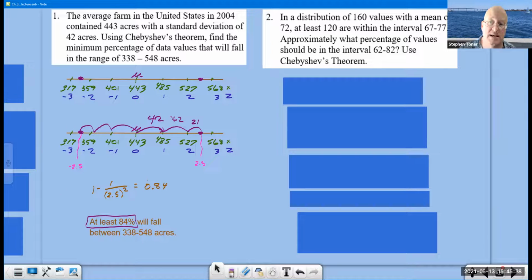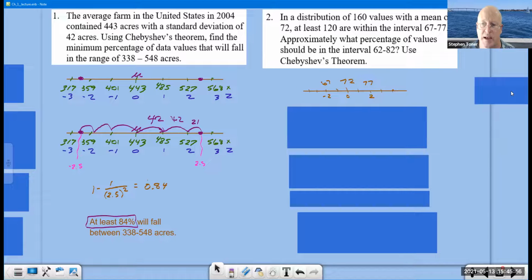The next question says, in a distribution of 160 values with a mean of 72, at least 120 are within this interval from 67 to 77. Stop there. That's all I need to draw a picture. So I drew myself a picture here, and I said 72 was in the center. And I knew I went from 67 to 77, which is 5 down and 5 up. At this point, I don't know about how many standard deviations that was. I don't know about that -2 and +2. But I do have a clue that at least 120 of the 160.